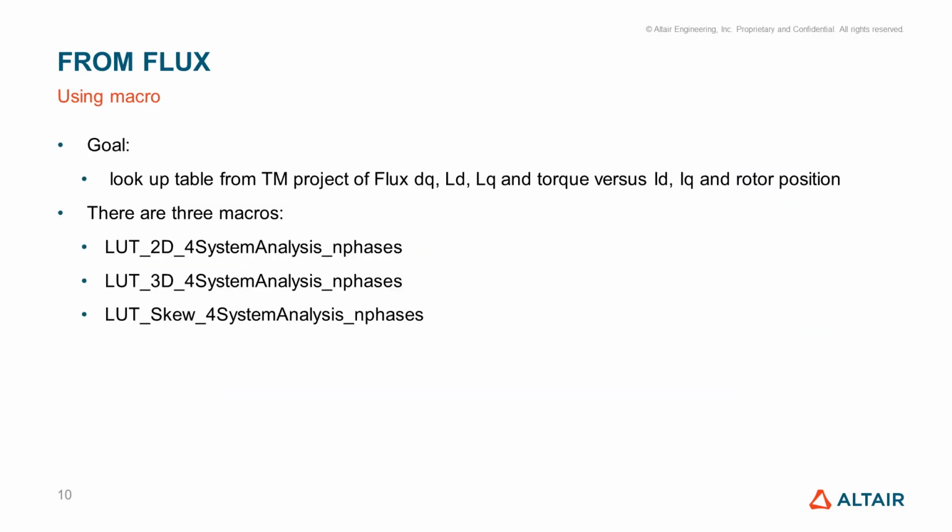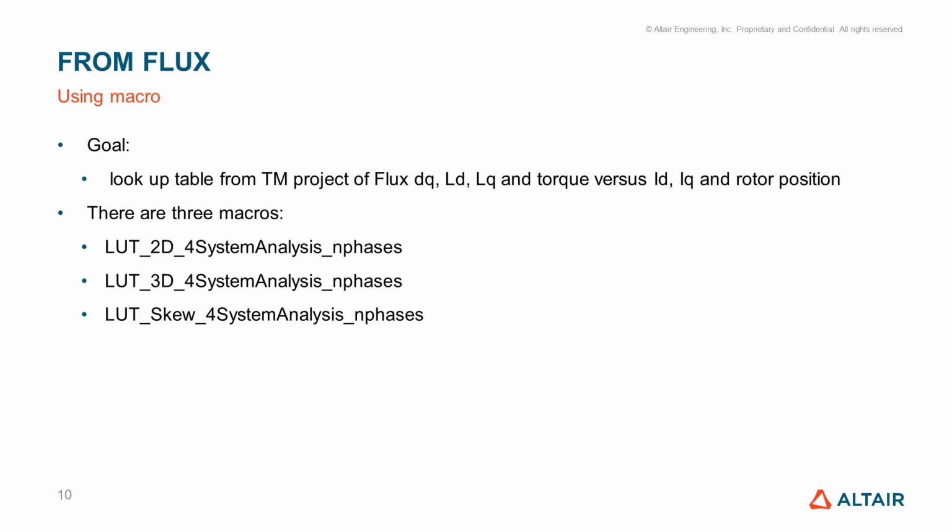The last way to create a lookup table is to use a macro. The goal of this macro is to create a lookup table from a transient application or project. The lookup tables that we get from this macro are for the flux in DQ axis, the inductance in DQ axis, and the torque also. All these performances are functions of the current in DQ axis and the rotor position.